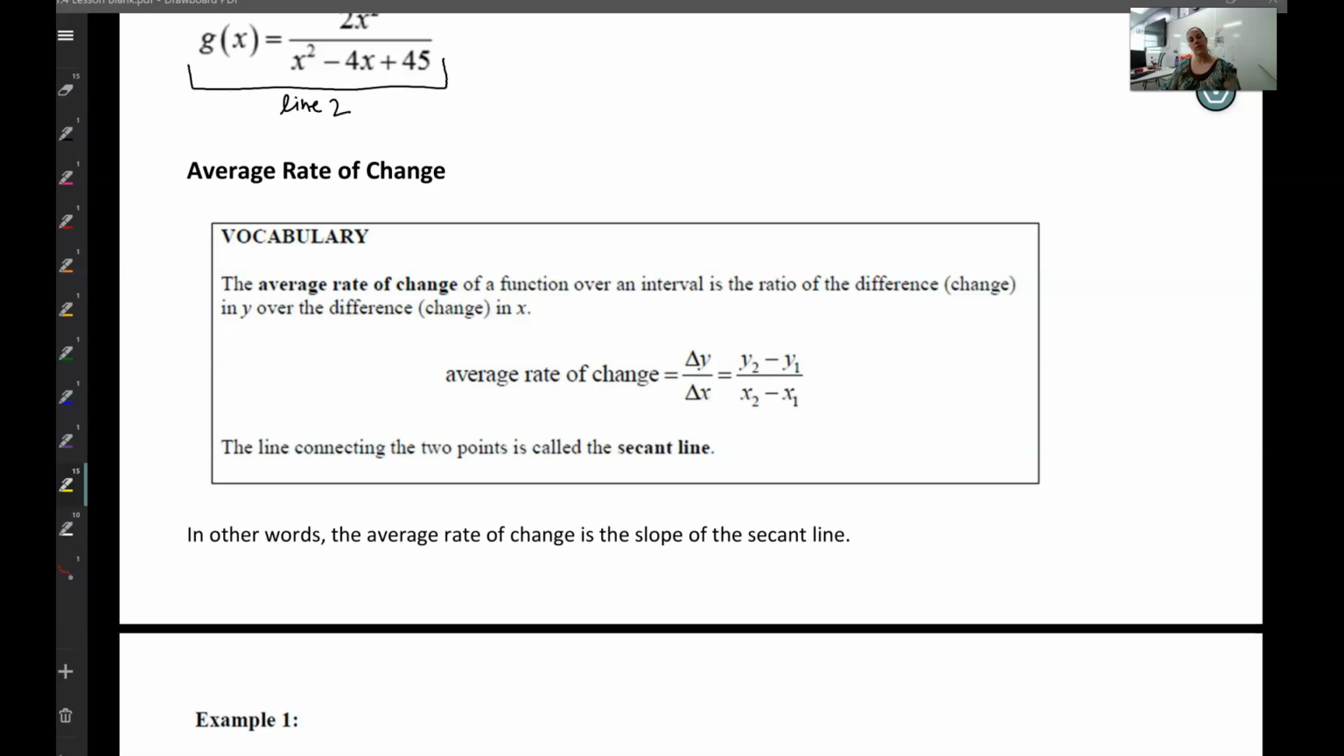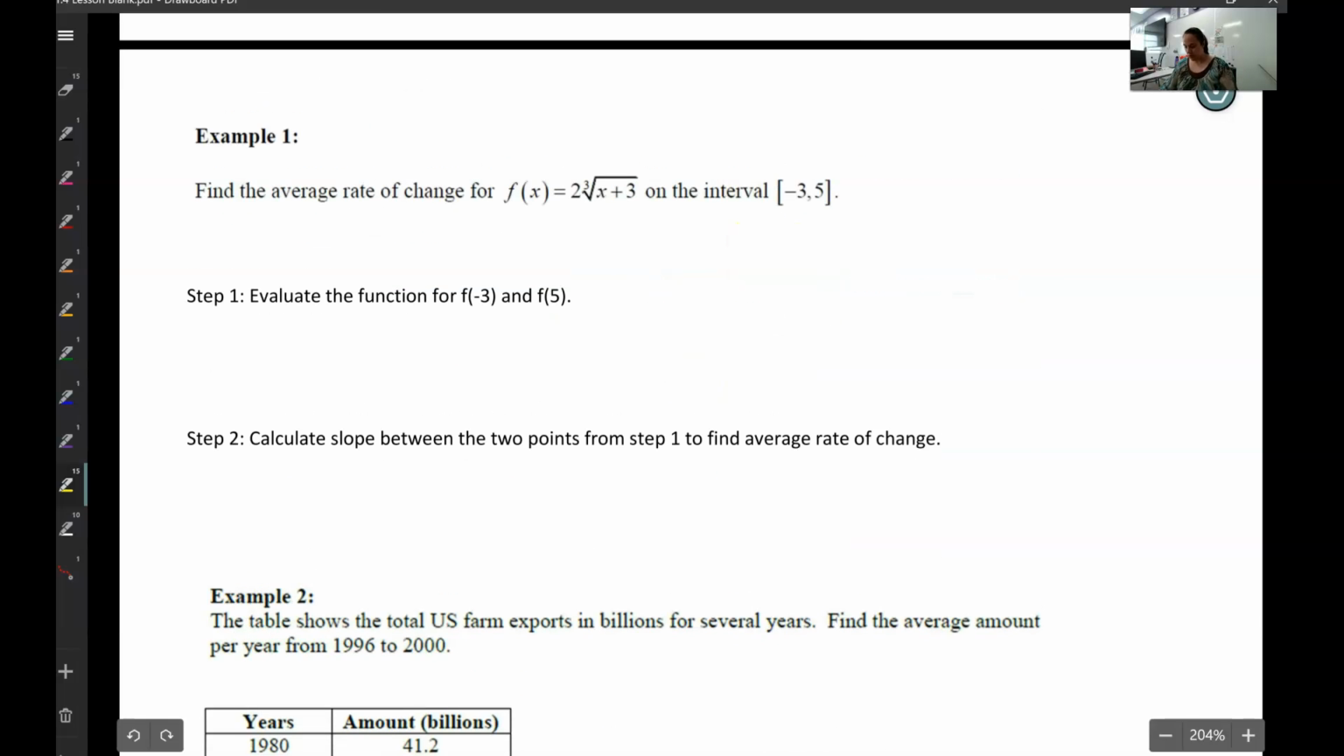In this part of the lesson, we're going to talk about average rate of change. We have an equation for average rate of change, and this equation should look familiar. That is the equation for slope that you have seen since junior high. And that's all this is about, is calculating the slope in different circumstances. So let's go to example 1.